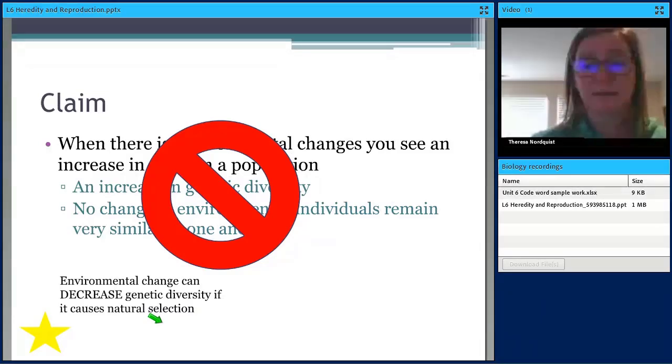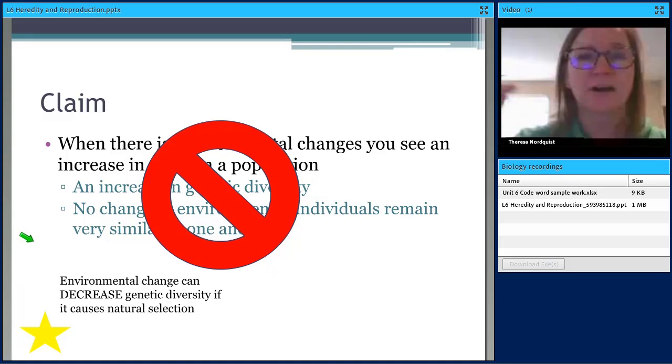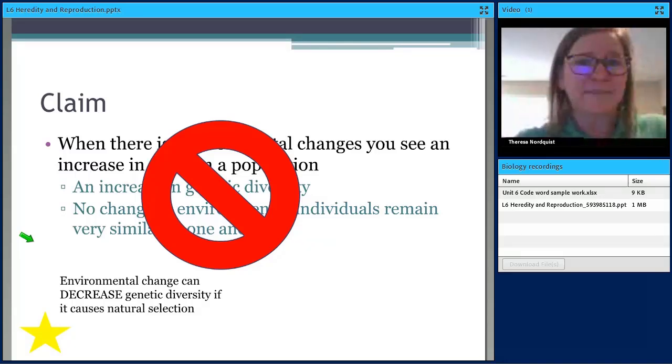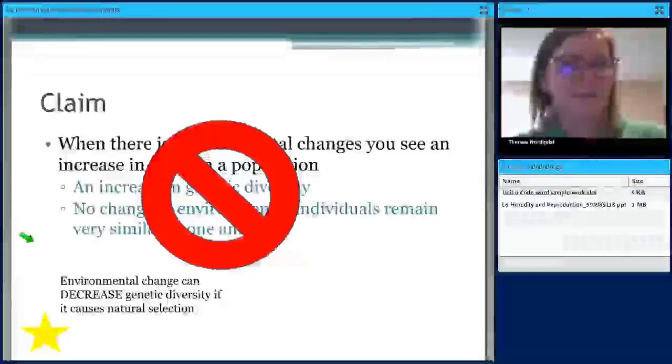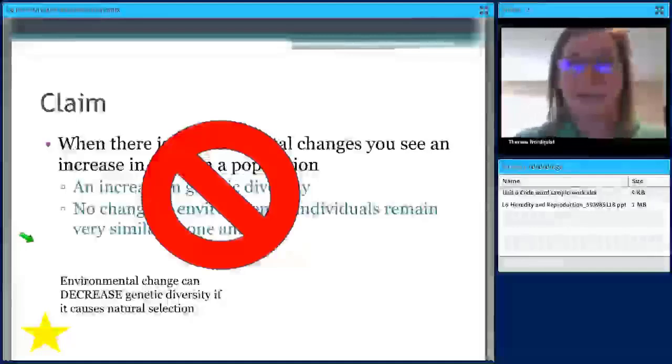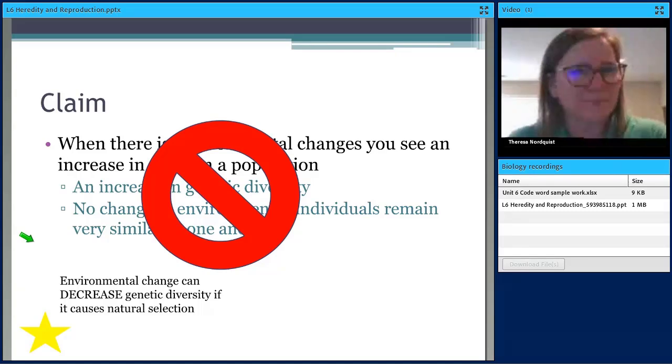Anyhow, that's not true. If anything, an environmental change is going to decrease genetic diversity because we're causing selection. We're now selecting for individuals who have a specific trait. And the ones that don't have that trait are being selected against, so the genes that cause that trait are going to decrease in the population. And because mutations happen normally, those SNPs, those changes, happen all the time. Environmental changes are not going to increase the rate of those changes.